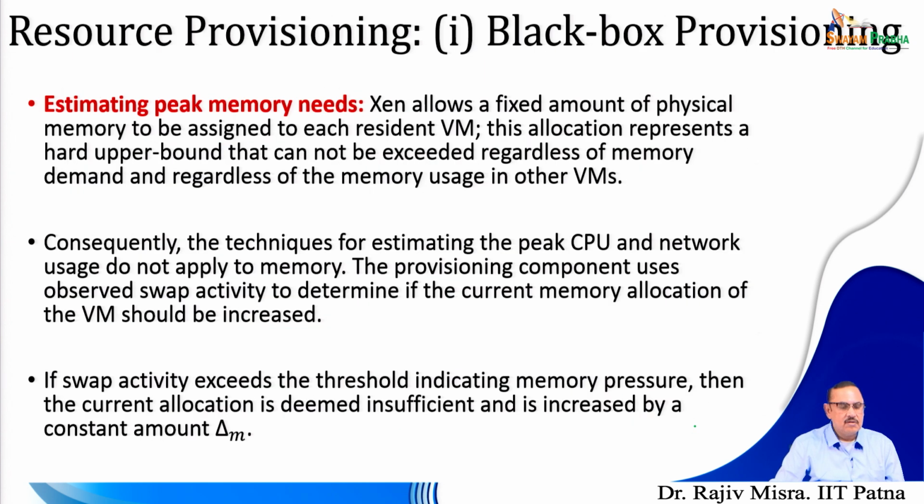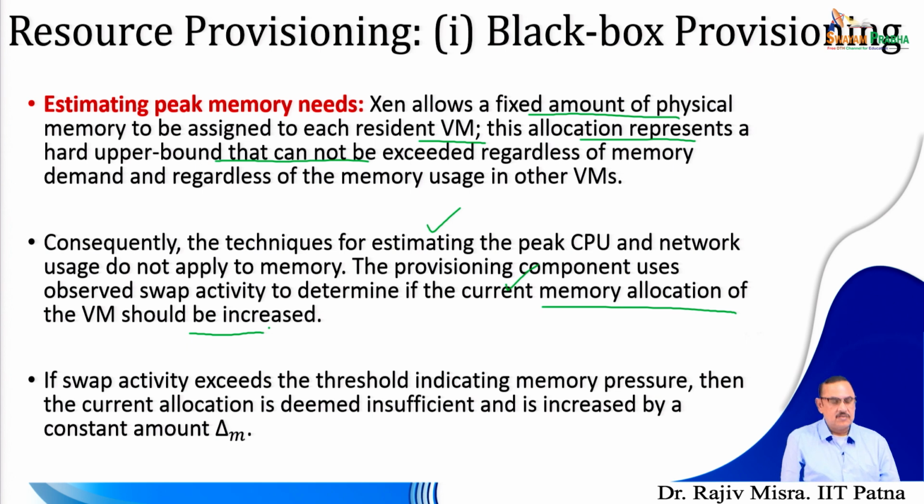Now, estimating the peak memory needs: Xen allows a fixed amount of physical memory to be assigned to each resident virtual machine, and this allocation represents a hard upper bound that cannot be exceeded, whatever the memory demand. Consequently, the techniques for estimating peak CPU and network usage do not apply to memory. So, the provisioning component uses observed swap activity to determine if the current memory allocation should be increased. If the swap activity exceeds a threshold indicating memory pressure, then the current allocation is deemed insufficient and is increased by a constant amount.